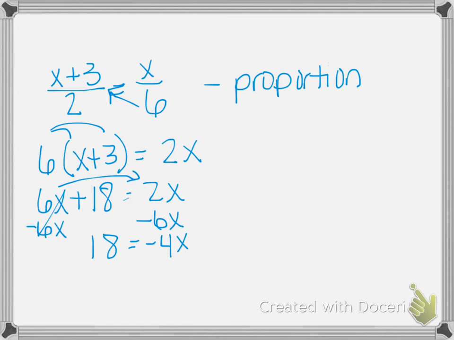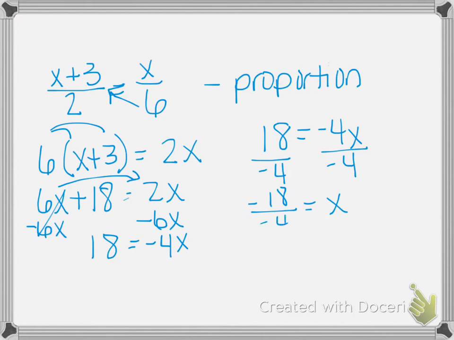So here, because my constant's on the right with the x or the variable, I'm going to divide by -4. And then remember this is a -18 over 4. So then I'm going to reduce that to 9 over 2.